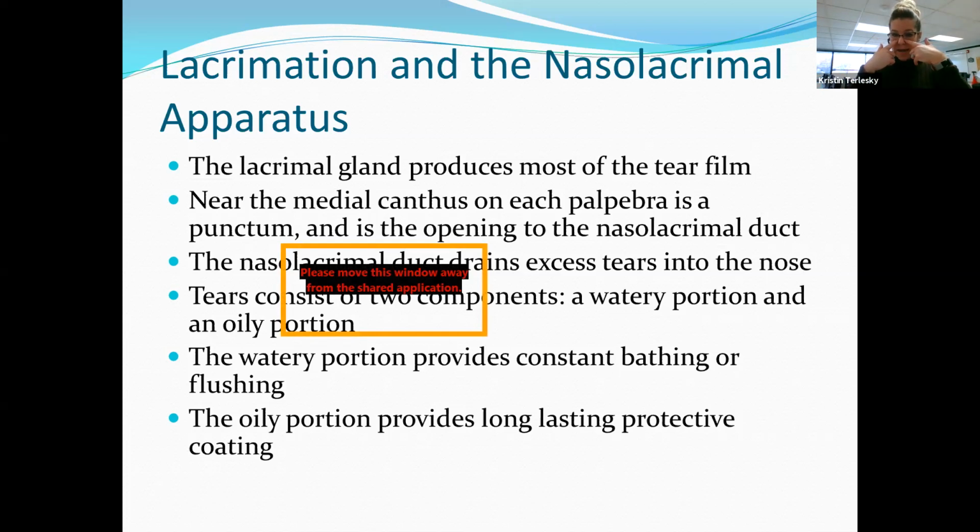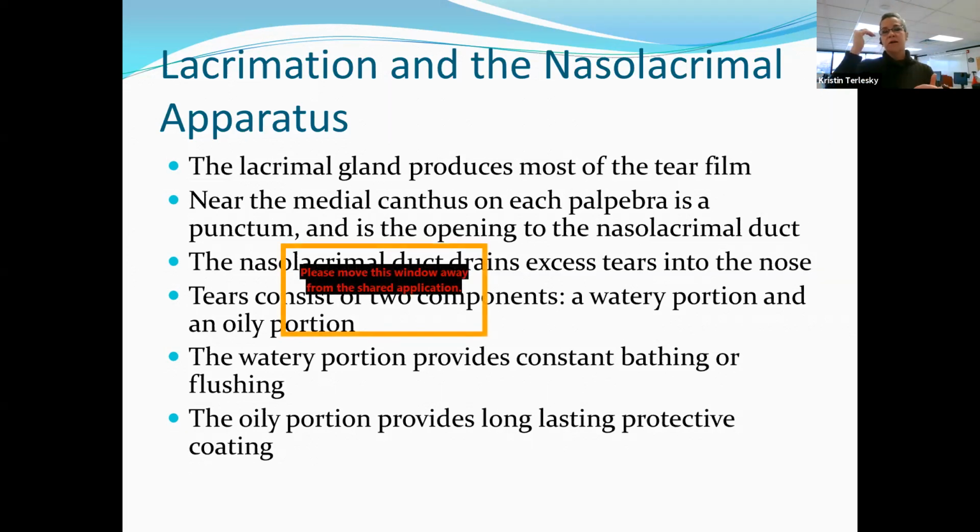there, on each of the palpebrae that's there, there's what they call a punctum. And that is an opening to the nasolacrimal duct. So that is why when you cry a lot or your eyes are tearing, it actually comes into your nose and you have to blow your nose, because that opening there will allow it to drain out. Okay, so that's what drains out excess tears. It drains it right out into your nose, and that's normal.